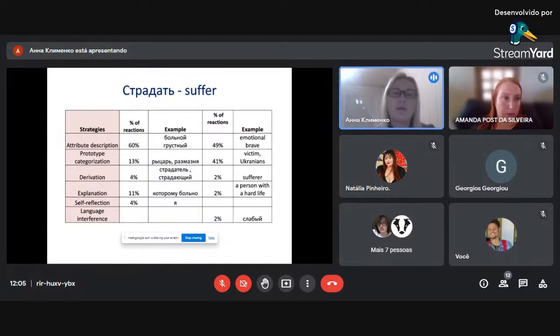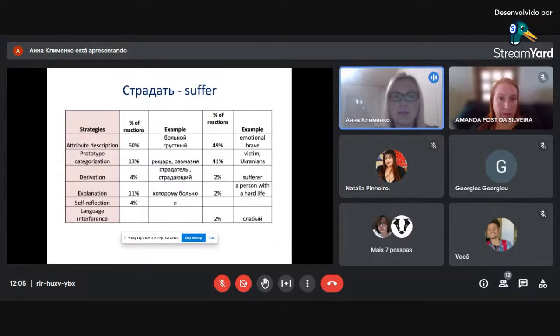However, we also have spotted cases of self-reflection in Russian when people reacted like me, I am, or my mother, my father, or my family. So this is kind of self-reflection. We didn't find similar reaction in English. And we have more attribute description here for Russian than in English. And I should say that attributes were more emotionally colored than we have in English language.